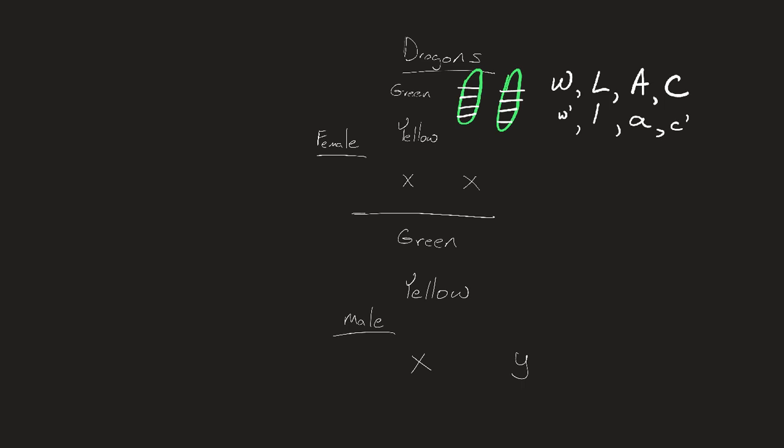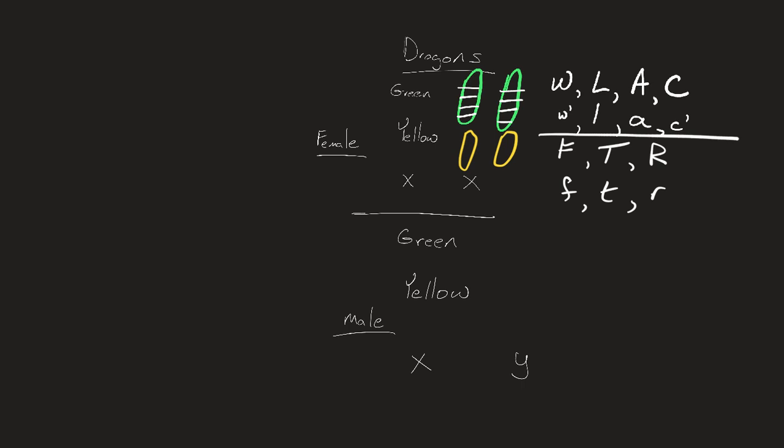Each dragon also has two yellow chromosomes, which have what genes? What types of genes on them? The letters: F, T, and R, which again can be lowercase or uppercase, either dominant or recessive.